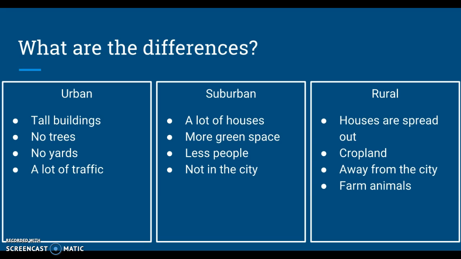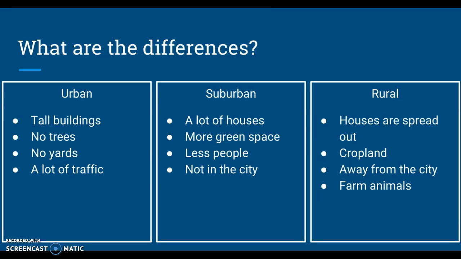The last thing that we talked about was the rural areas. Okay, in a rural area, the houses are spread out. There's a lot of space between houses in a rural area. Okay, in rural areas, you can find crops like corn and beans and wheat, things like that. Rural areas are away from the city. That means that you might have to drive many, many miles to find communities. They're super spread out in rural areas, okay? And also we talked about there are farm animals in the rural areas, okay?